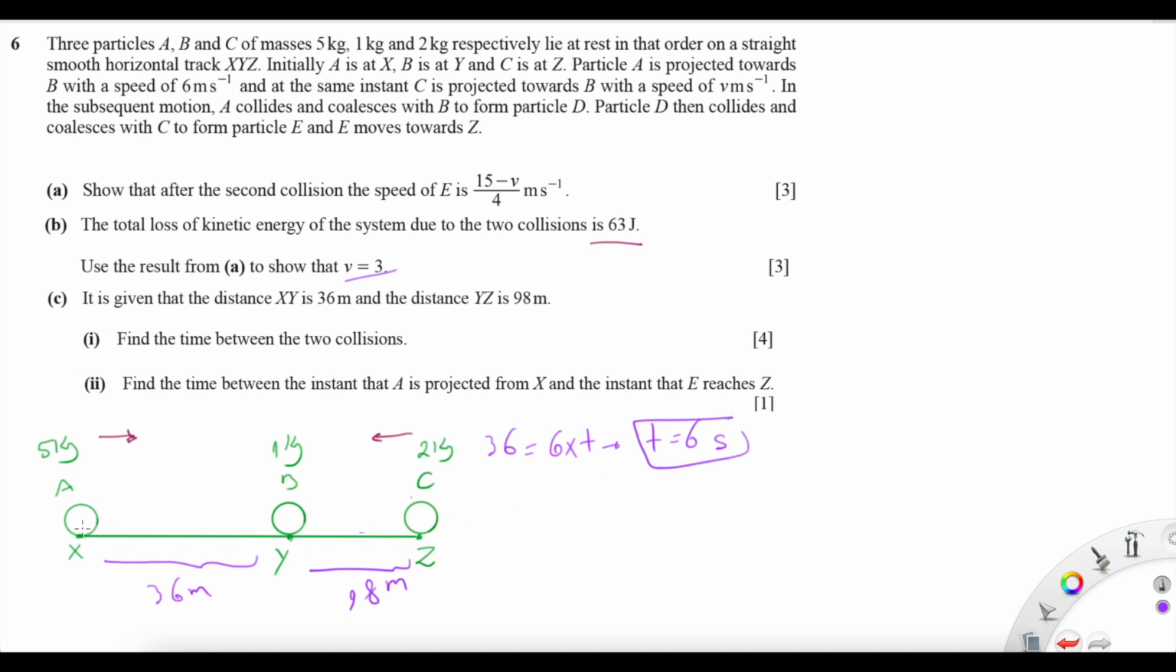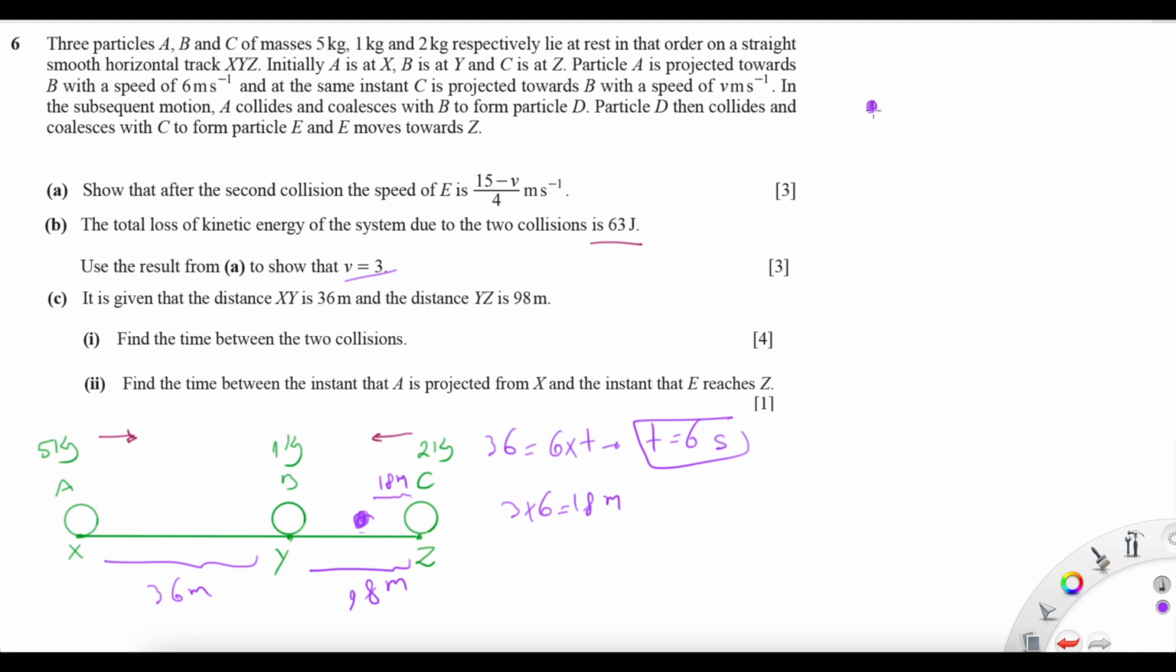After 6 seconds, A actually collides with B. But C has been projected towards B at the same instant. So after 6 seconds, C also has been moving towards B. Let's see how much. The speed of C was 3, so 3 times 6 will be 18 meters. It means that after 6 seconds, C will be somewhere here, for example, 18 meters forwards towards B.